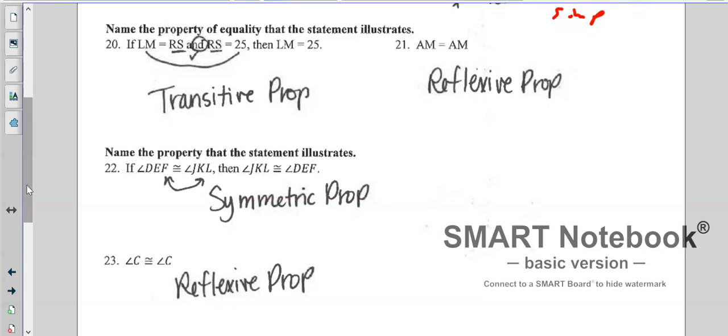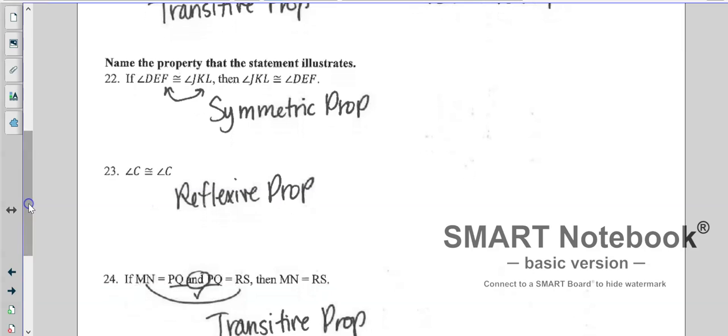All right, name the property. Transitive, because we're saying LM is RS, RS is 25, so we're skipping over and going right to 25. That's transitive. When you're looking in the mirror, you're looking at your reflection, so that's a reflexive property. Down here, all we did was switch them. They're the same thing, just left, right, right, left, so that's symmetric.